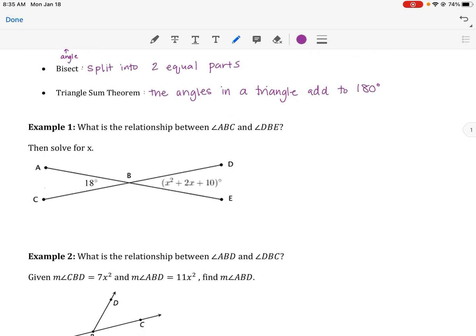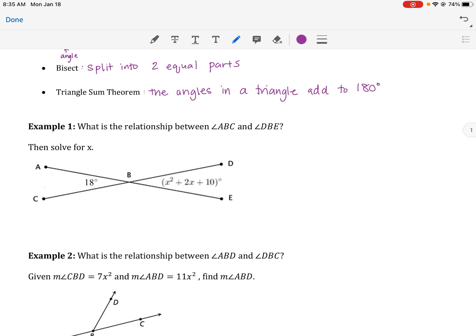Okay, so now let's apply that knowledge. As with this first one, it says, what's the relationship between angle ABC and CBE? First of all, trace from A to B to C. They're talking about this angle over here on the left, and then C to B to E. There's something about those two angles. These angles are across from each other, so they are congruent, meaning they have the same size, and we call them vertical angles.